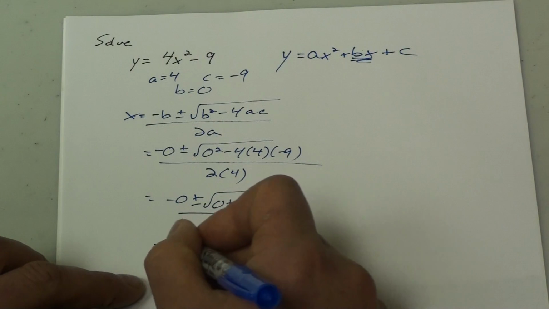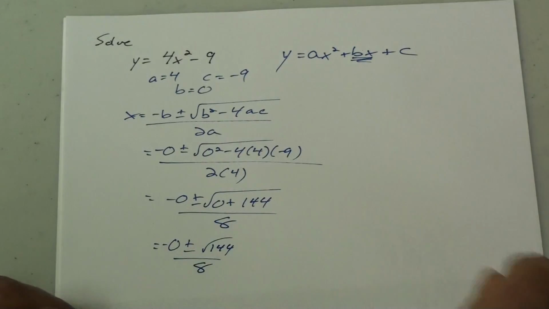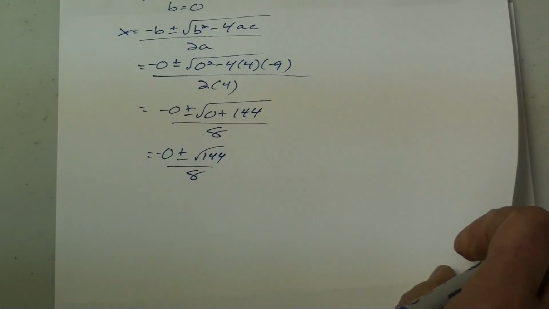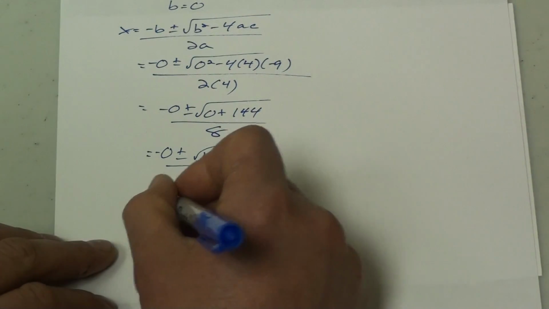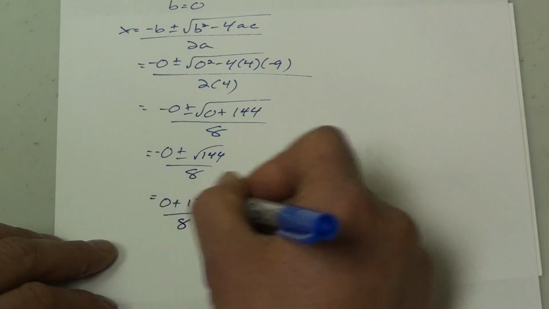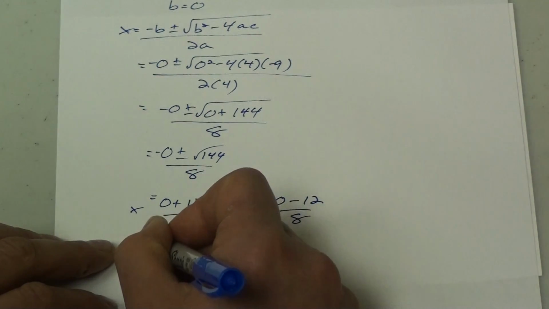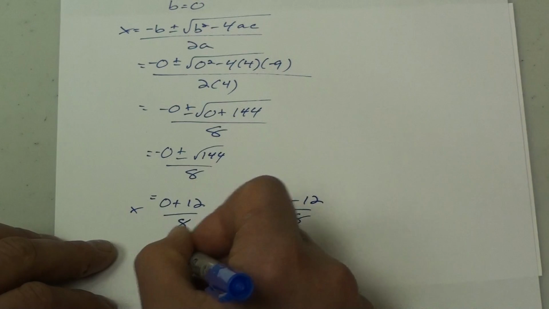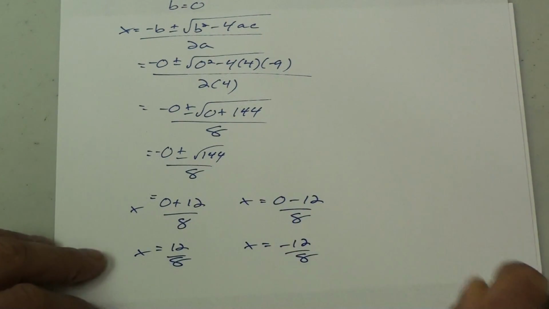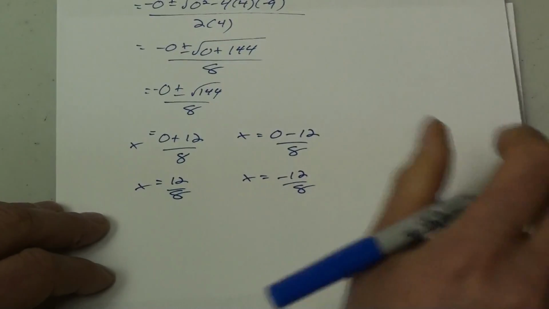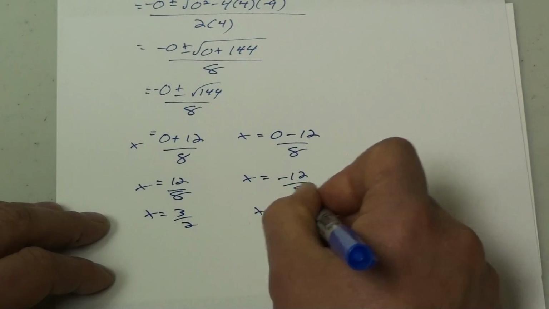So it's going to be negative 0 plus or minus the square root of 144, divided by 8. The square root of 144 is just 12. So my answer is going to be x equals 0 plus 12 divided by 8, and x equals 0 minus 12 divided by 8. Which is simply 12 over 8 and negative 12 over 8, which can be reduced to 3 over 2 and negative 3 over 2.